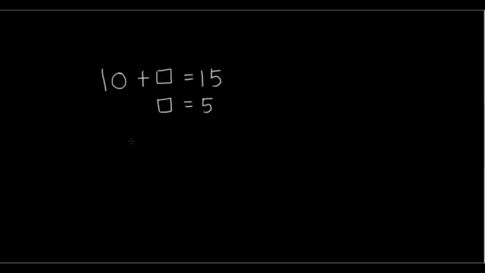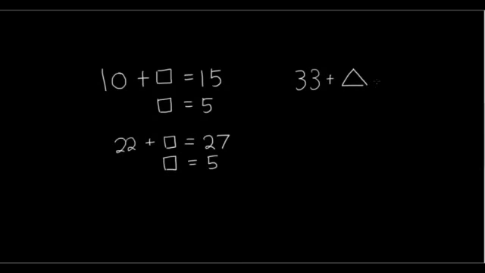So if I told you 22 plus a box is 27, you can probably tell me that the box is 5 again. Right, and let's do another one. 33 plus, let's do a triangle now, is 34. So the triangle must equal 1.